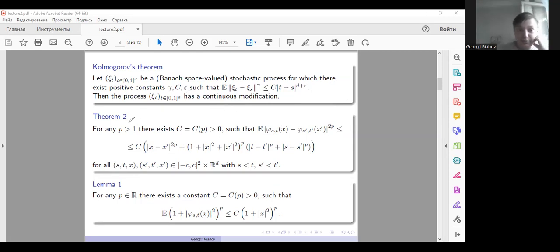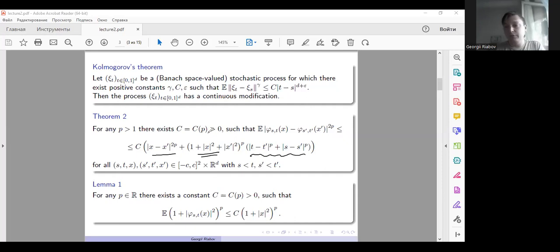Okay, and the estimate we need is formulated in theorem 2, which says that for any p bigger than 1, there is a constant such that the increment of our process to the power 2p is bounded by this constant times the increment of x to the power 2p, plus the increments of t and s to the power p. We will need this multiple later.